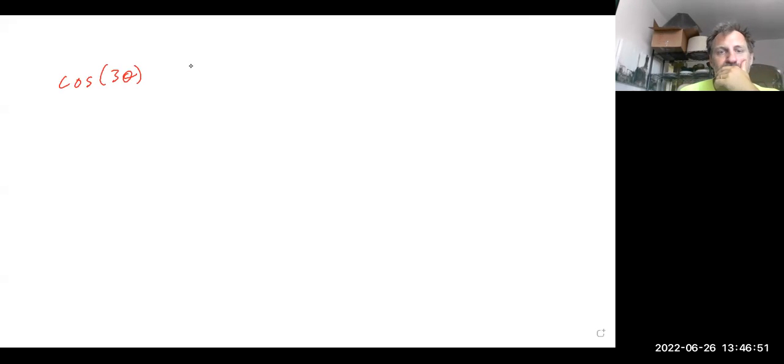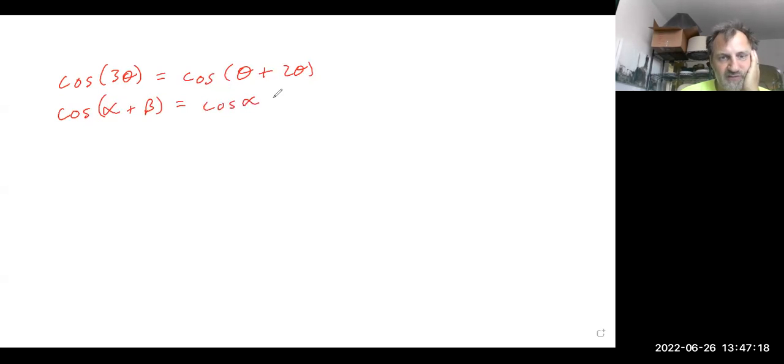You can pause it and move forward and see how far you can get. If you're stuck, I'll give you a hint, which is that you can use the formula for cosine alpha plus beta, which of course is cosine alpha cosine beta minus sine alpha sine beta. Okay, so go ahead and see what you can do, and come back if you get stuck, or if you want to check and see how I thought about it.